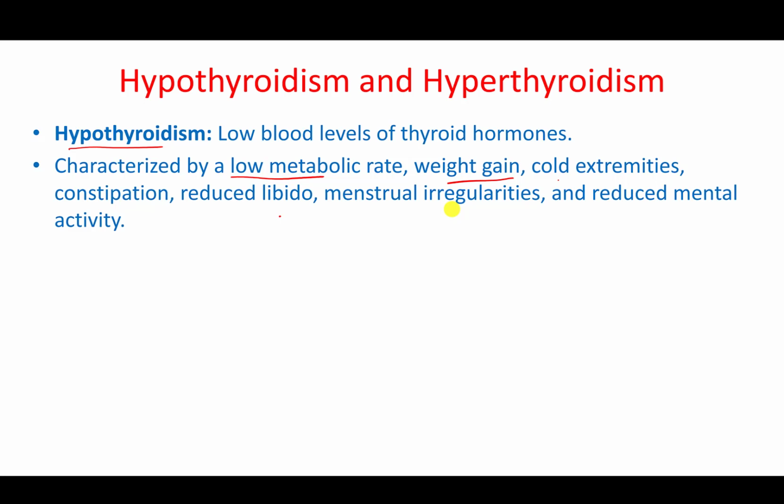Remember, this hormone is going to increase the metabolic rate. In case we don't have that hormone, it means we are going to have a low metabolic rate. That's why we will have cold extremities, because there is no production of heat. Weight loss, there is weight gain, there is no burning for glucose or fat.